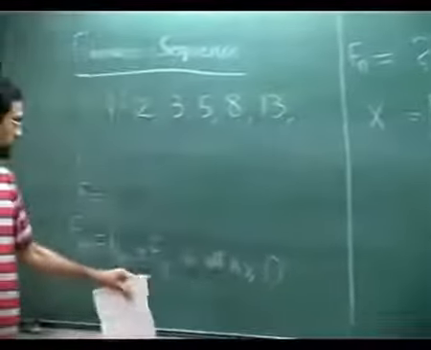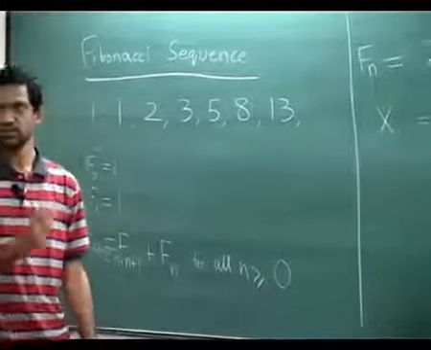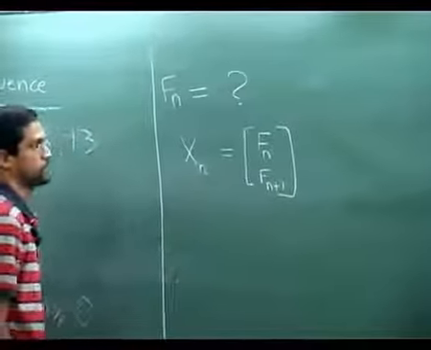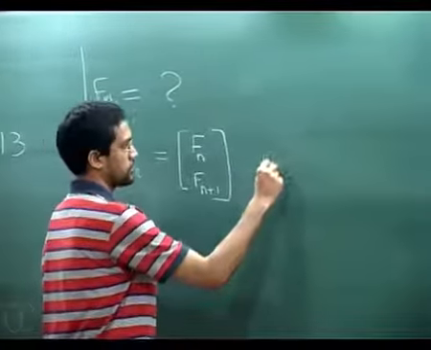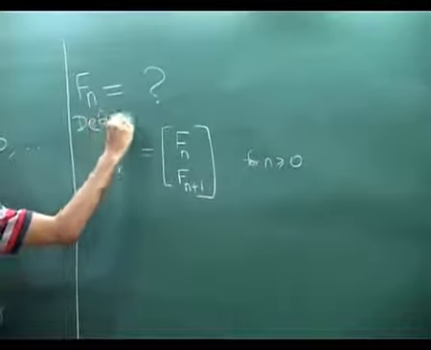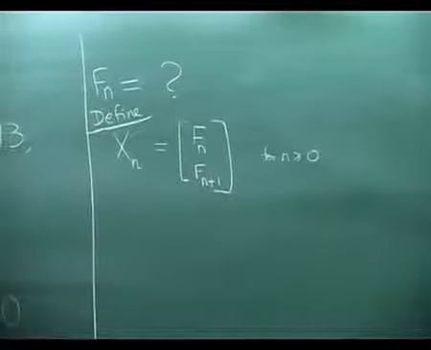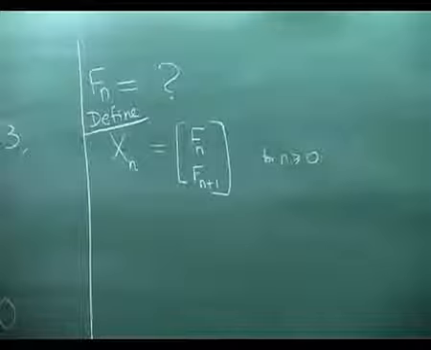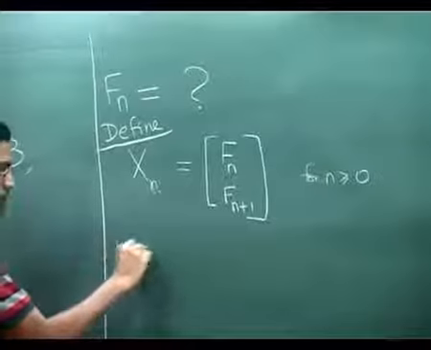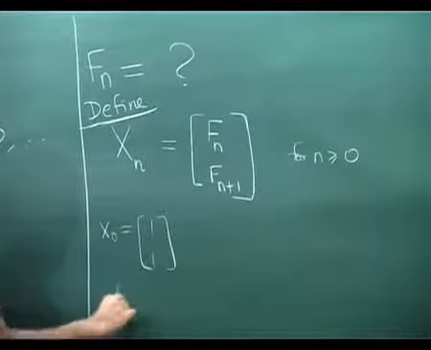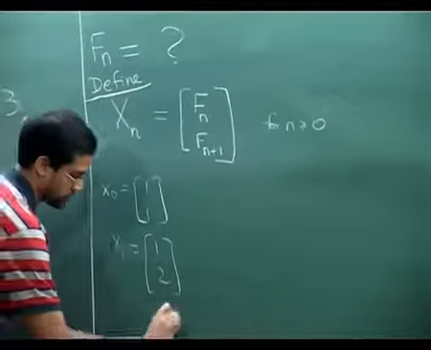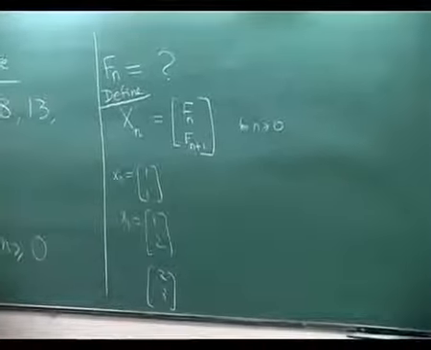So the 2 entries which are used to compute the next one, I will put them in the form of a column vector, and since it depends on n, I will call it xn, for n greater than or equal to 0. Let's define xn like this. So for example, you can see how the sequence of vectors looks like. x0 is 1, 1. x1 is 1, 2, the next one is 2, 3, 3, 5, 5, 8, 8, 13 and so on, just 2 at a time.